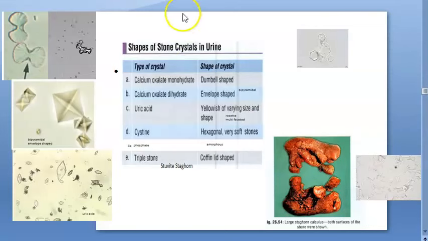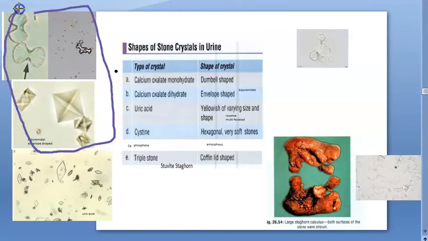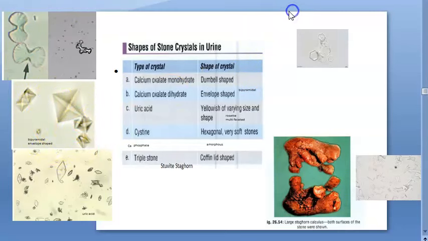But now we are looking at the microscopic crystal structure. For the calcium oxalate, there is dumbbell shaped and this envelope and bipyramidal, all this. This envelope and bipyramidal both are same, by the way. So in dihydrate form, you will have this, okay. Now coming to uric acid stone, how will it look, right? Like this.